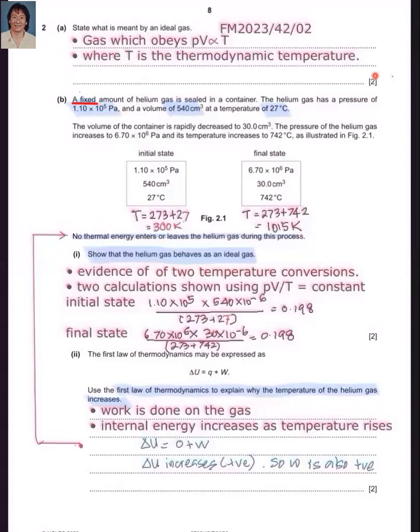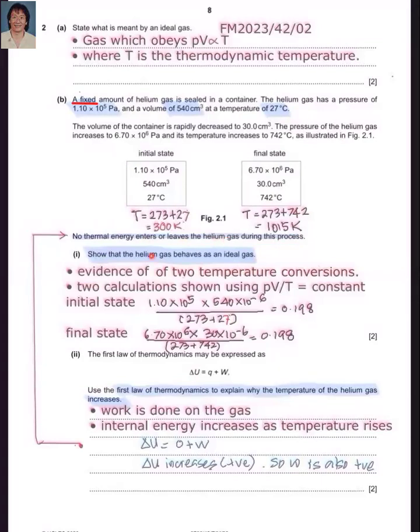So these are the initial state and this is the final state. This is the pressure, volume and temperature in the initial state. This is the pressure, volume and temperature in the final state. The quantity of helium is fixed, so the number of helium molecules here is the same as the number of helium molecules here. No thermal energy enters or leaves the helium gas during this process.